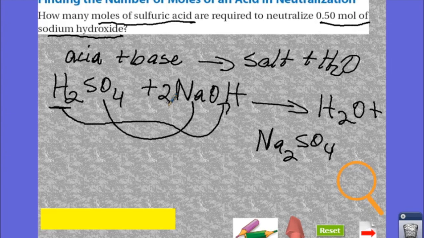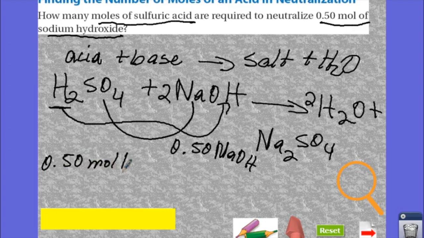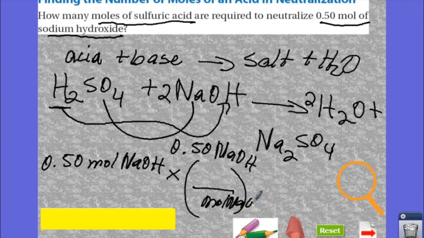To balance it, I need 2 sodium hydroxide for every 1 H2SO4. Let's see. How many water? 2 water. This is a balanced equation. And then they gave me the moles of sodium hydroxide. It is 0.50 moles sodium hydroxide. All you have to do is a mole to mole ratio from first semester. So we start with our given, which is 0.50 moles sodium hydroxide. Do a mole to mole ratio.